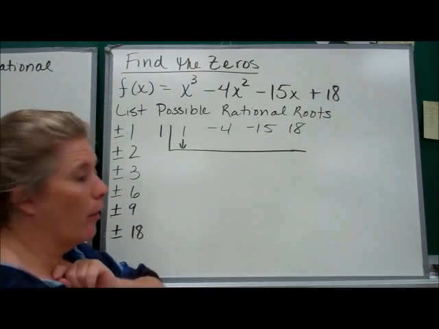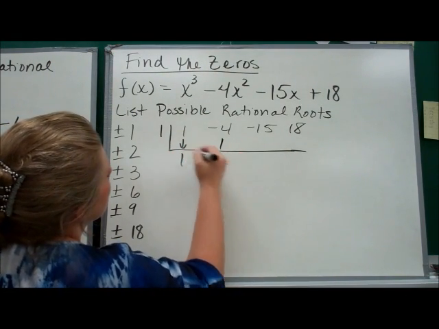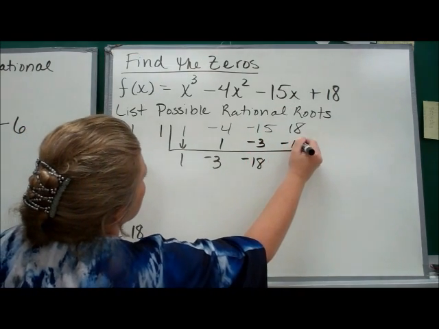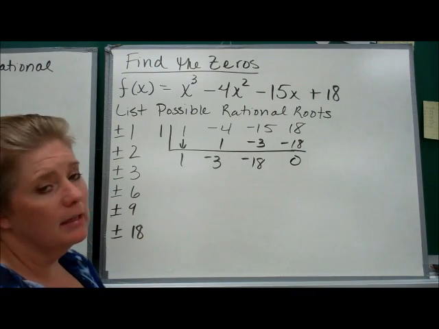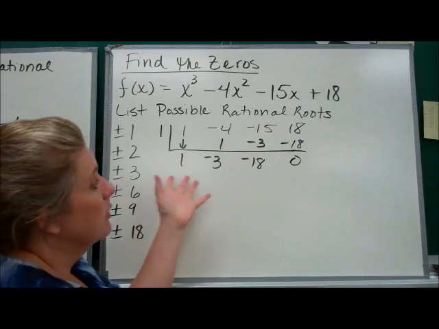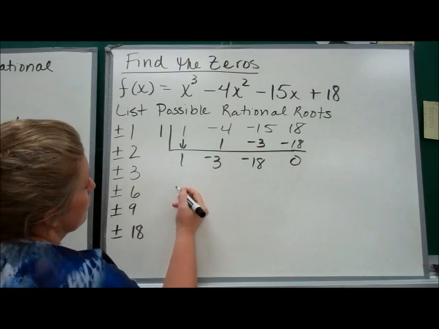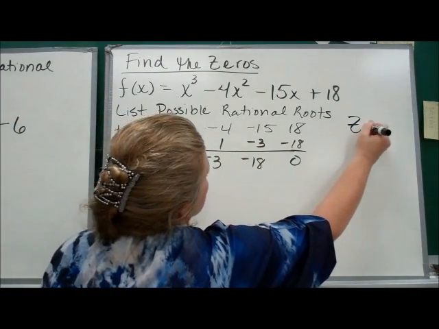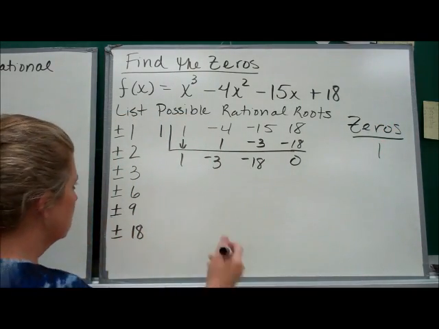Makes sense, right? All right, so 1 times 1 is 1, add negative 3. Negative 3 times 1 is negative 3, add negative 18. Negative 18, oh, looky there. How convenient is that? Definitely it is a 0. Okay, so technically we've done the synthetic division, so we've divided. So 1 is a 0, so I'm going to just list my zeros over here. 1 is a 0. Done.